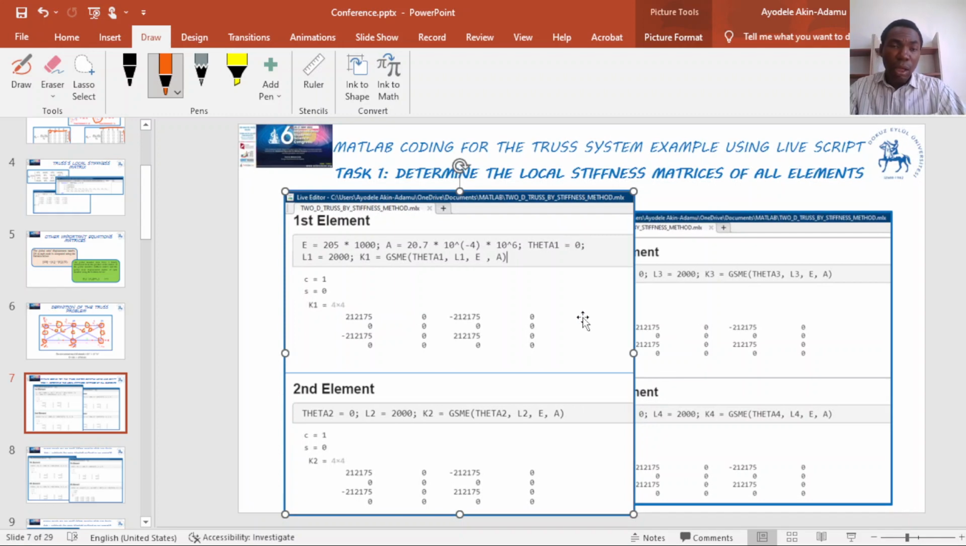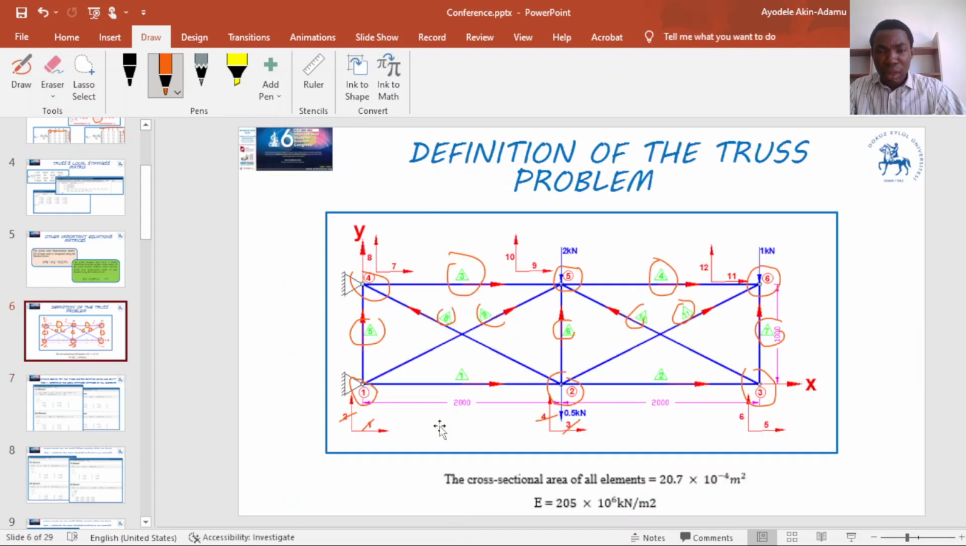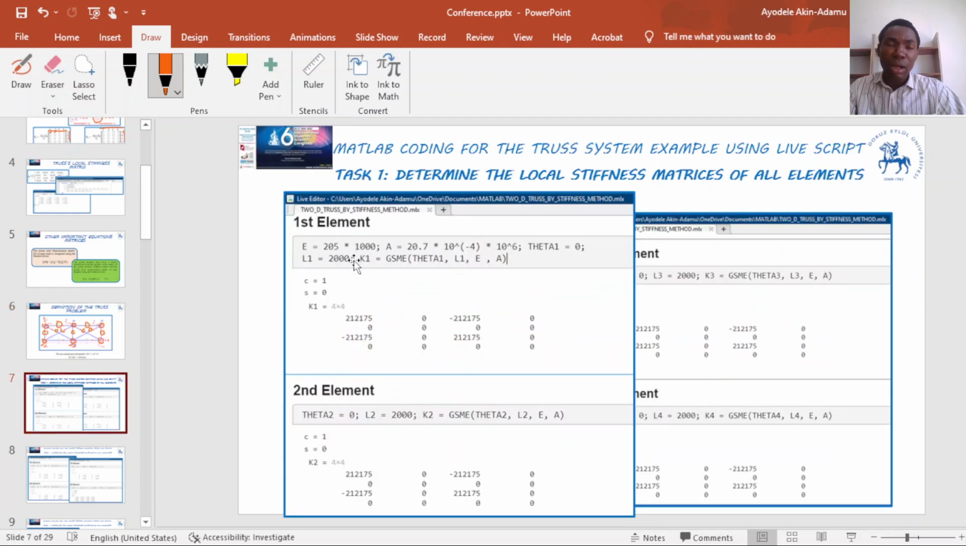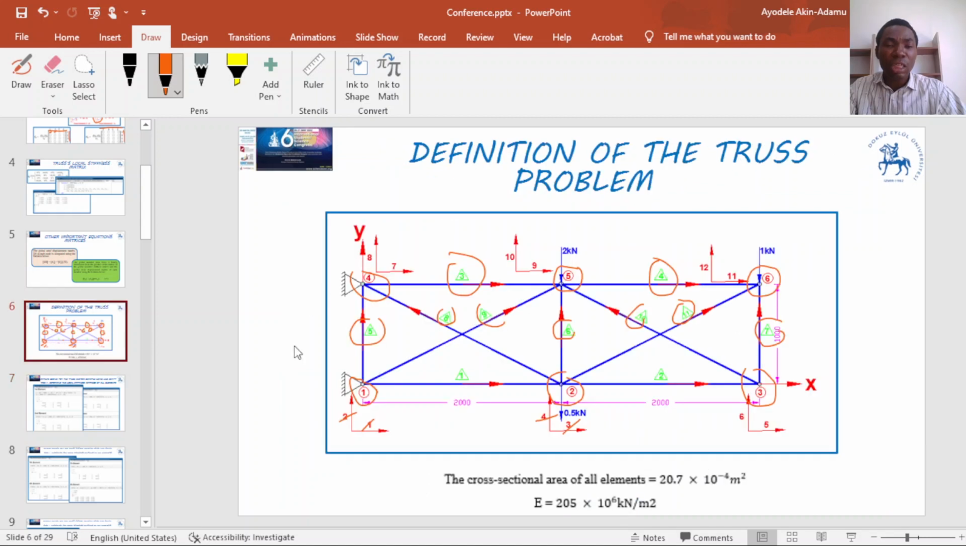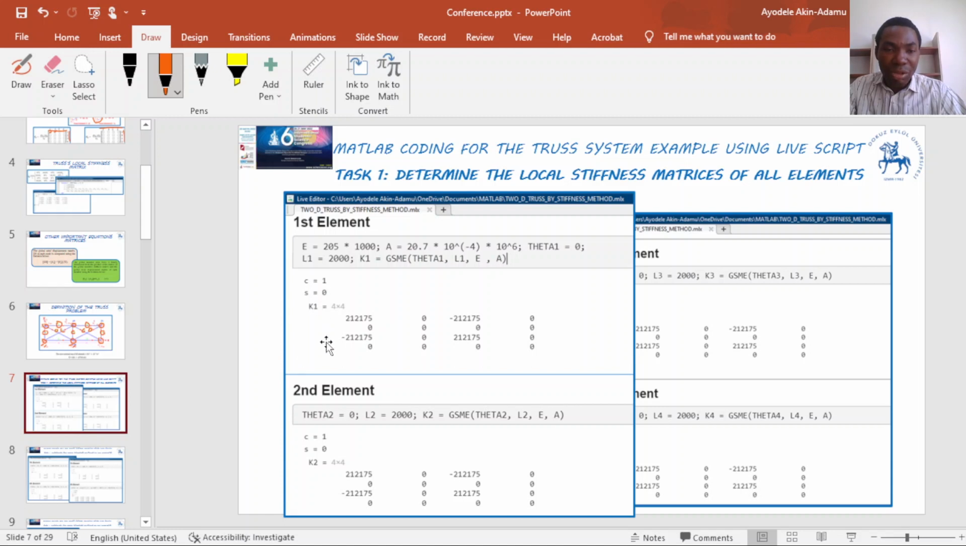After we have defined our finite element model for the truss, the next thing we need to do is to compute the local stiffness matrix for each member. This problem has 11 members. That means we need to compute 11 local stiffness matrices. So I denoted K1 as the local stiffness matrix for member 1, and I computed it using the GSME function which I talked about earlier on.